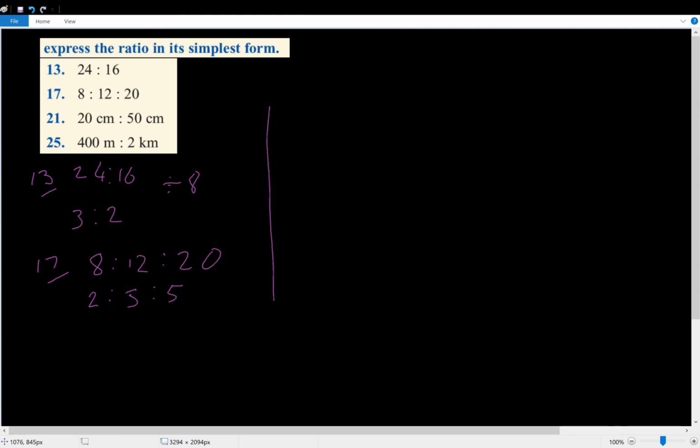Alright, let's take a look at 21. In 21, we're given the ratio of 20 centimeters to 50 centimeters. Well, this is a straightforward enough one. Both 20 and 50 can be divided by 10. So if we divide 20 by 10, we get 2, and if we divide 50 by 10, we get 5. So our ratio of 20 centimeters to 50 centimeters now becomes 2 centimeters to 5 centimeters.